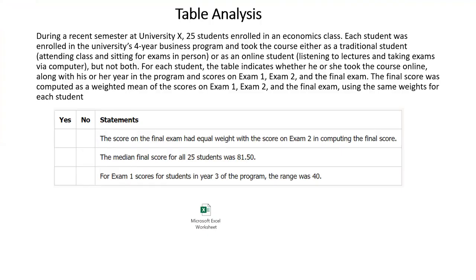Very tricky question. I'm going to take some time on this. Go through the question, and then we'll actually look at the data that's presented in the Excel spreadsheet. So 25 students enrolled in an economics class, and that data is in this Excel that I'm going to open up shortly.